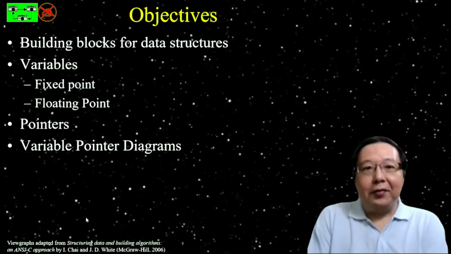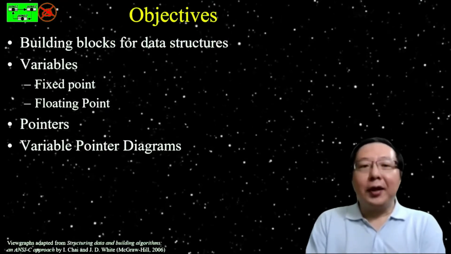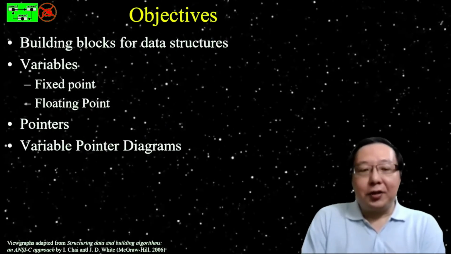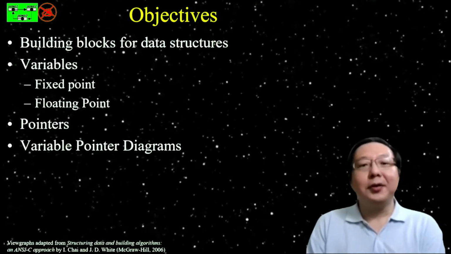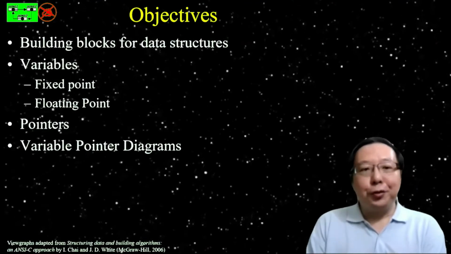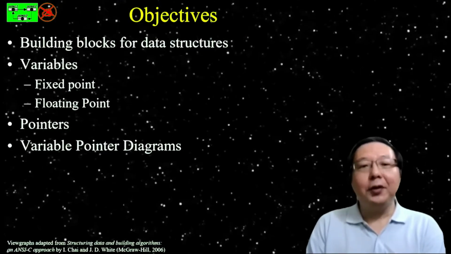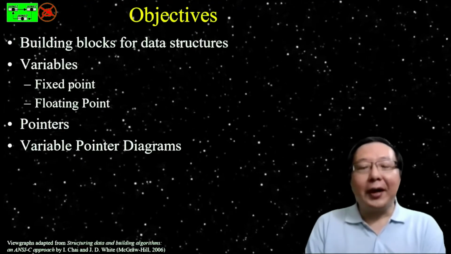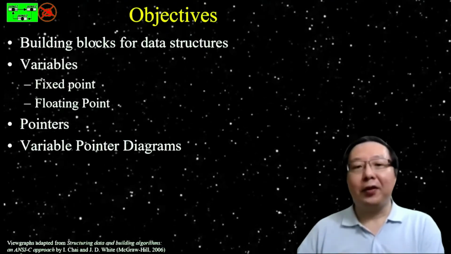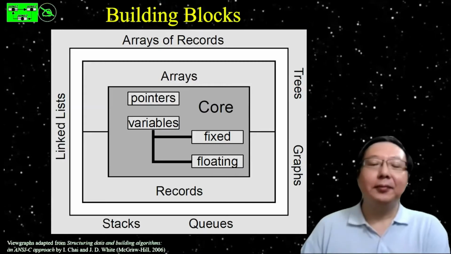Here's what we are covering for today. We're going to look at the building blocks for data structures, that is, variables and pointers. Variables come in two types, fixed point and floating point. We will also look at how to diagram them with variable pointer diagrams.